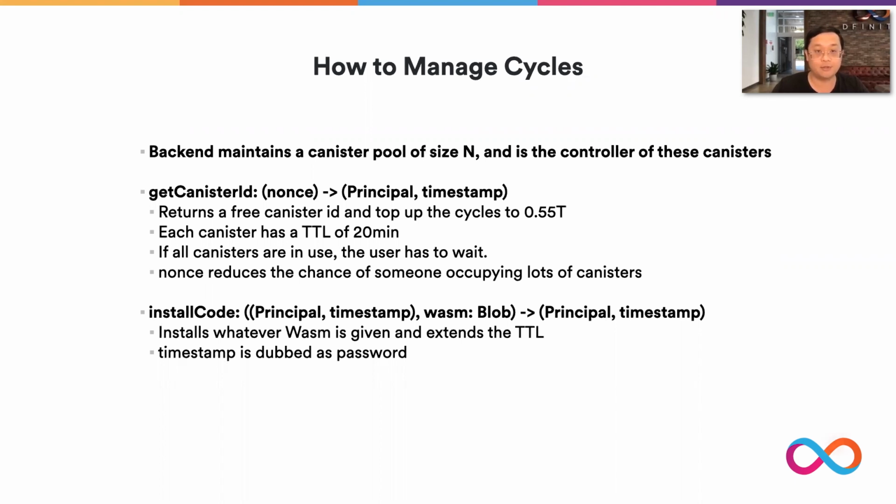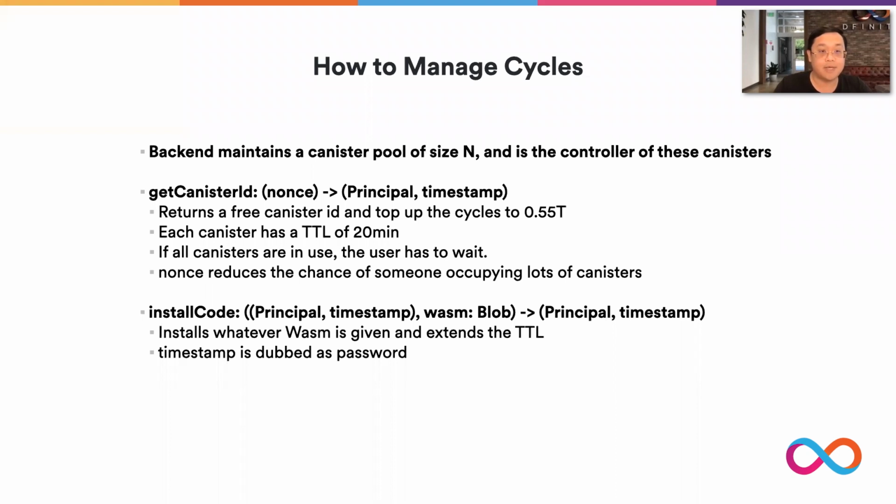And once the user gets this principal, you have a TTL of 20 minutes. We used to set it to 10 minutes, but we increased it. And then within these 20 minutes, the user can do whatever they want. After it expires, it returns back to the pool for the next user to use. And also to prevent someone from occupying lots of canisters, we require a proof of work when you access this get canister ID method. So that can slow down malicious behavior.